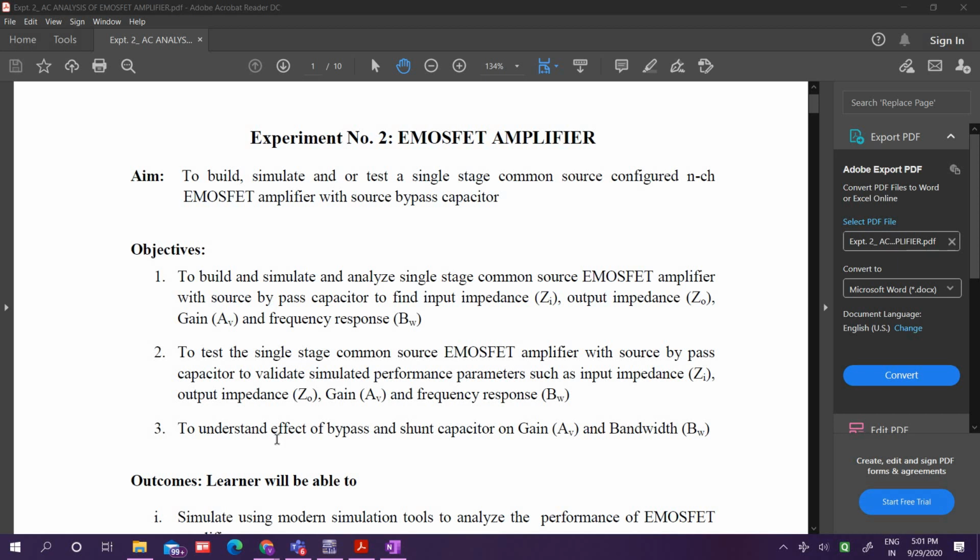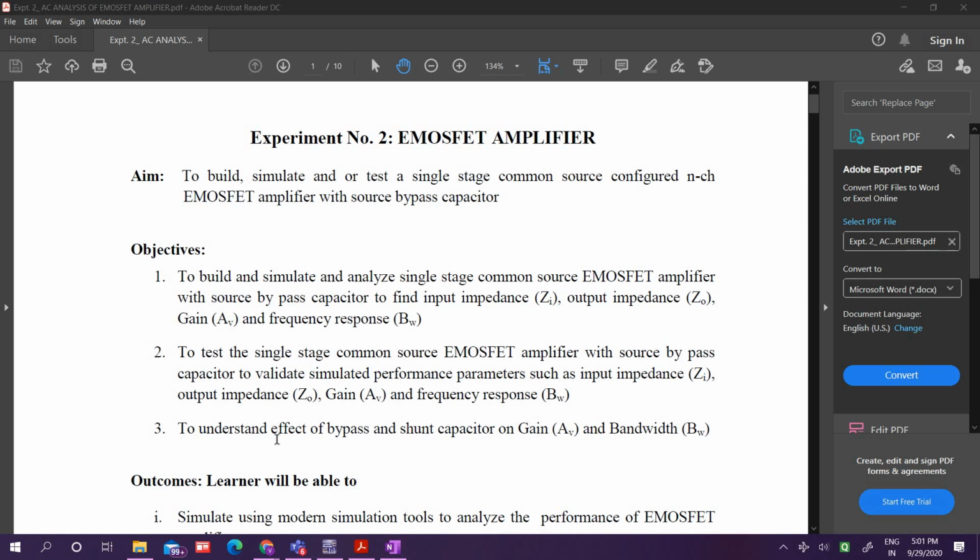Today we'll discuss experiment number 2 of the electronic circuit lab. The aim of the experiment is to build, simulate and test the single stage CS amplifier with and without bypass capacitor. So these are the objectives of our experiment.